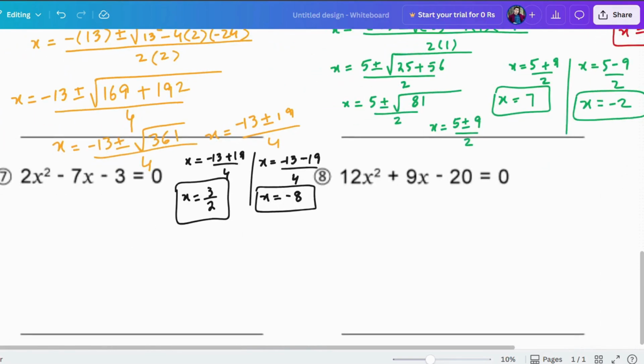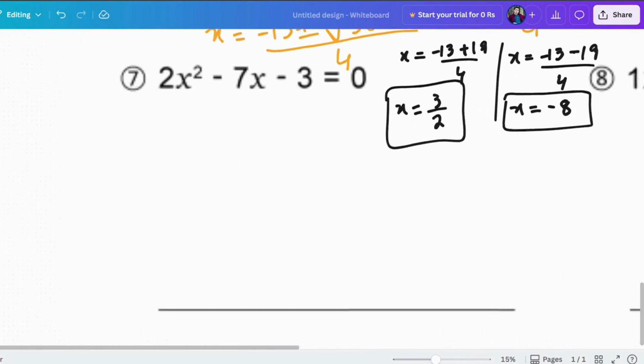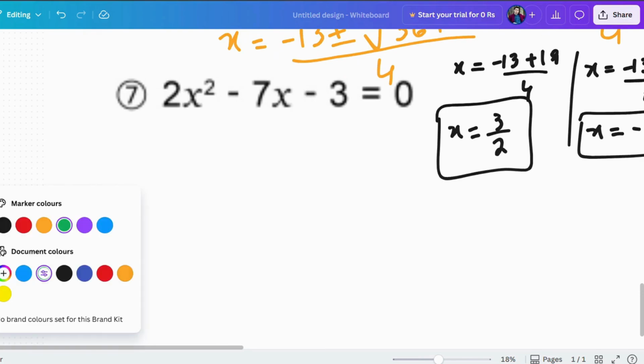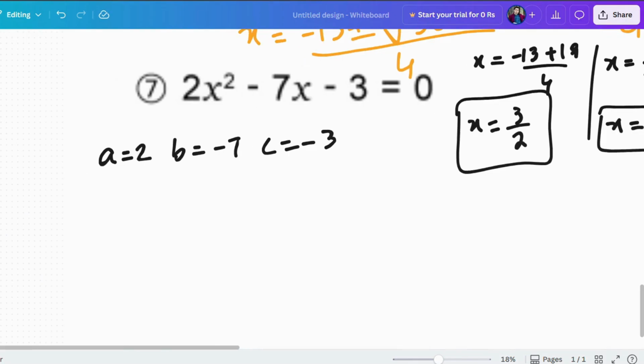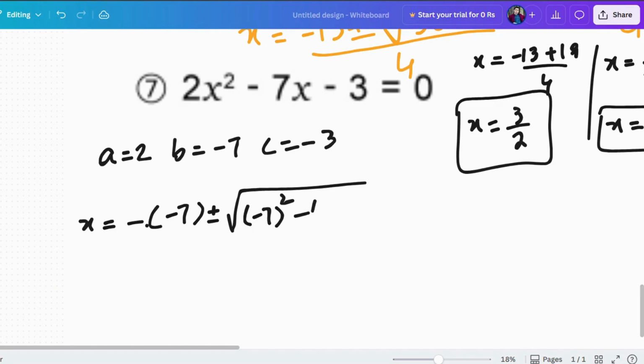So now guys, let's just move towards the seventh question that we have. For this one, as we can see, a is equivalent to 2, b equals negative 7, and c equals negative 3. So I'm going to put those values into the quadratic formula. So x equals minus b, which is minus negative 7, plus minus radical b squared, which is negative 7 squared, minus 4ac, divided by 2a.